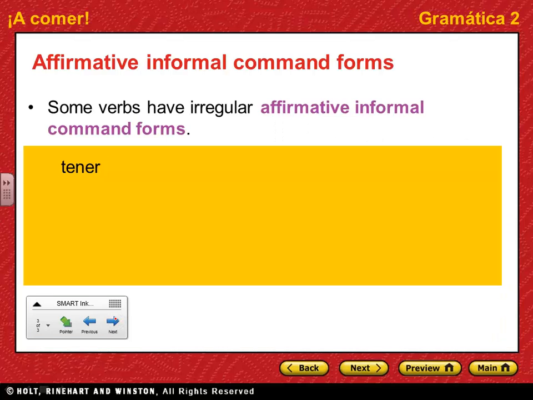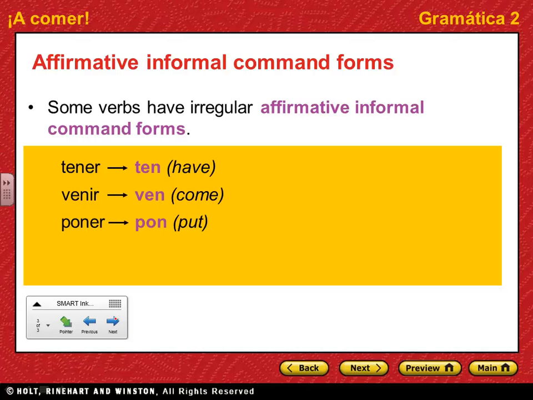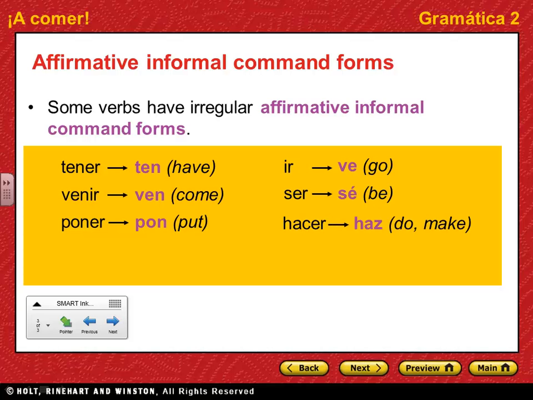These are some irregular positive tú commands. For example, if I want to say tener in Spanish, I say ten. If I want to say venir, I say ven. If I want to say poner, I say pon. If I want to say ir, I say ve; ser, sé; hacer, haz; and salir, sal. So these are some irregular positive tú commands: have, come, put, go, be, do, and leave.